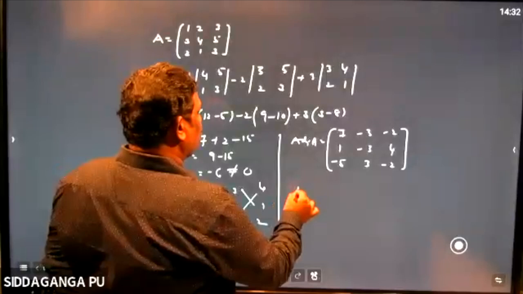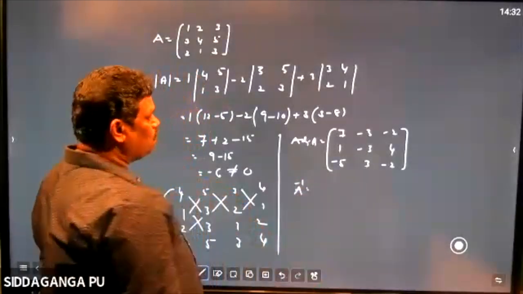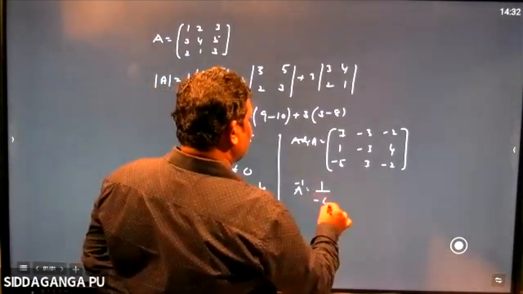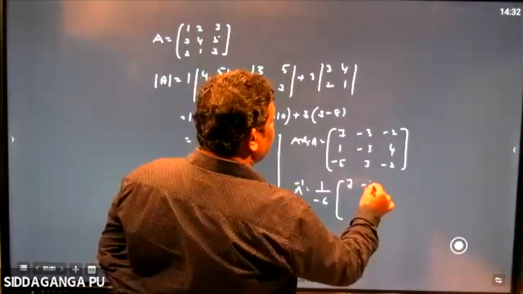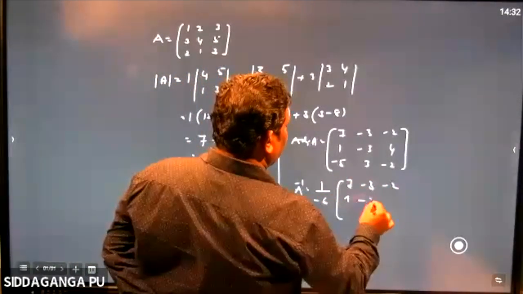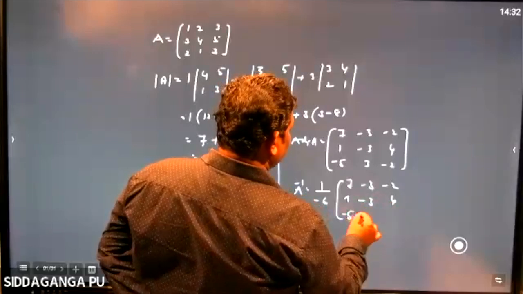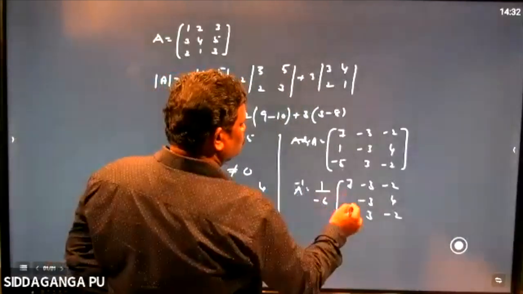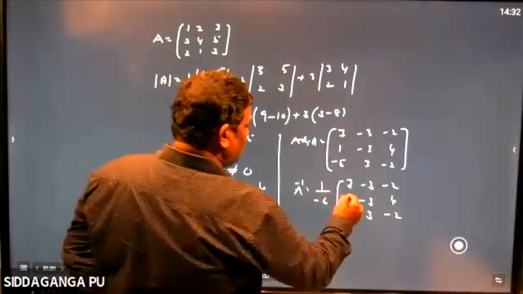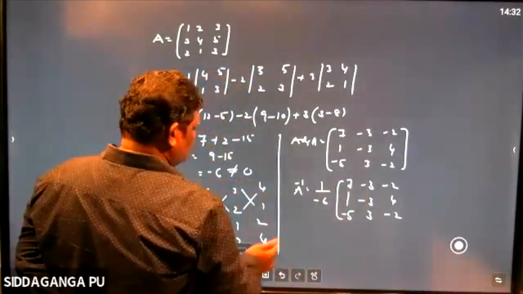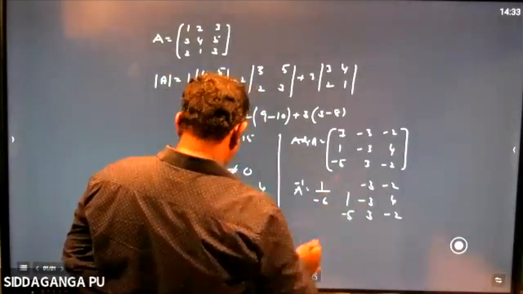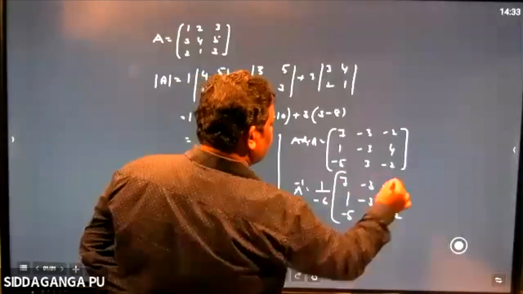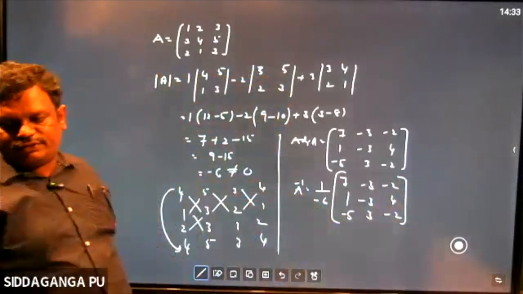Now we write the formula: A inverse is equal to 1 by det A. 1 by det A means 1 divided by minus 6, into the adjoint matrix: 7, minus 3, minus 2; 1, minus 3, 4; minus 5, 3, minus 2. So this is the inverse of the 3 by 3 matrix.